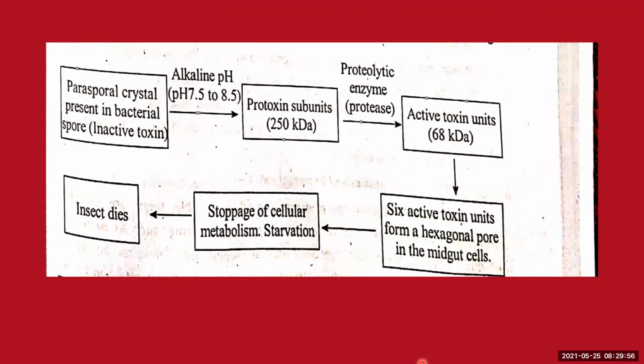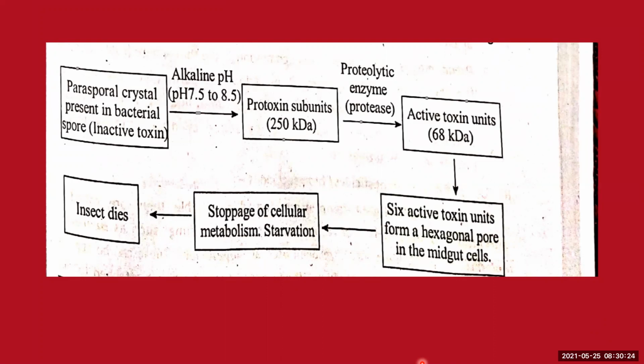It is an inactive toxin. As soon as it reaches the midgut of the insect, the pH is alkaline there. At alkaline pH, the inactive toxin gets activated, so protoxin subunits are produced. Now, by the action of proteolytic enzymes present in the gut of the insect, the protoxin subunits are converted into active toxin units, or you can say delta endotoxin.